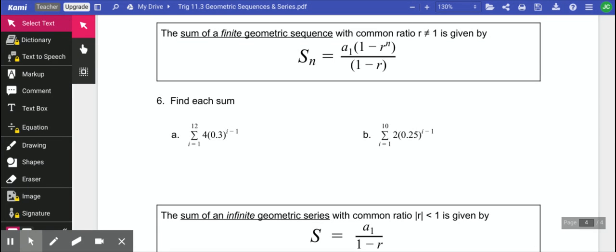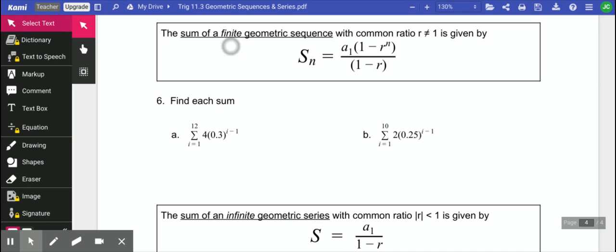Just like in arithmetic sequences, we had a formula to find the sum. We have the same thing in geometric. And these are not formulas that I'm going to ask you to memorize. I just want you to be able to use them. So if you're going to find the sum of a geometric sequence, this is your formula.